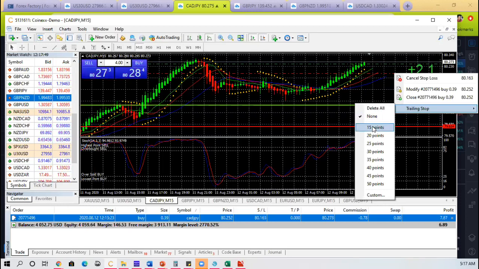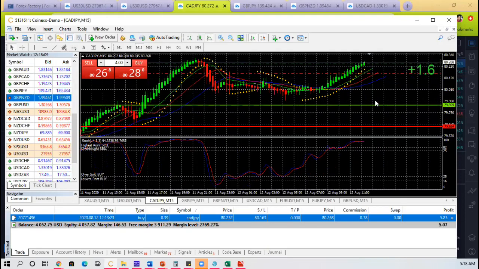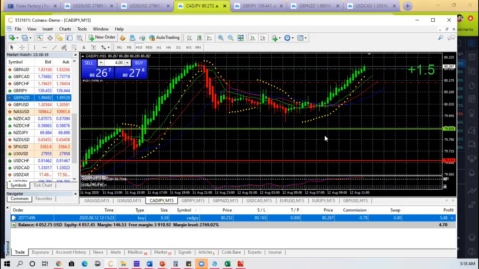If we choose 15 points, that's going to equal 1.5 pips, which is really close. Depending on how close you want to keep it, that is up to you. Or if you want to just let it ride out, you can do that as well. Also, let's see, if you move this back down so you guys can see.